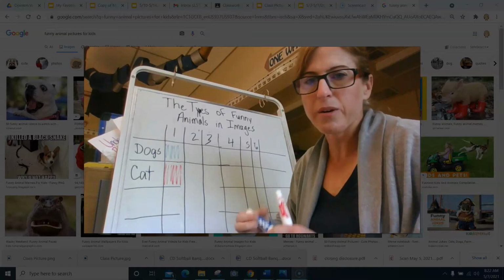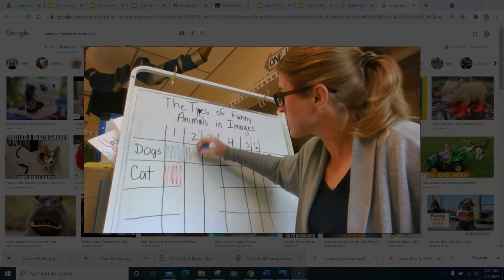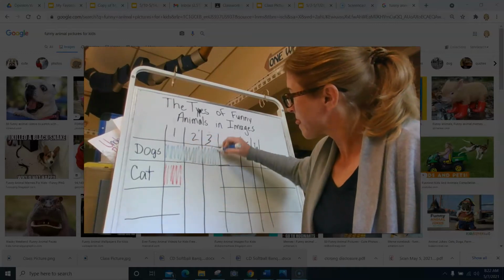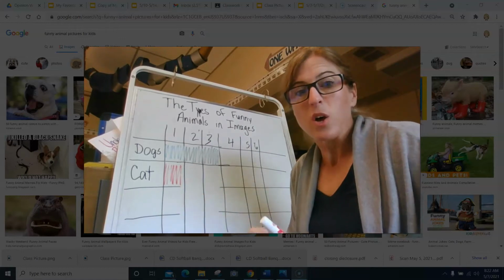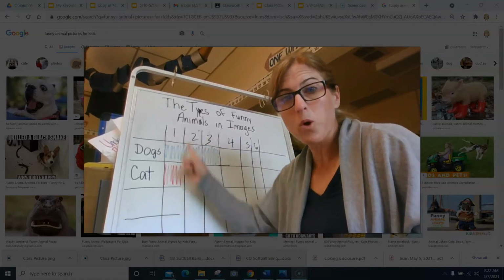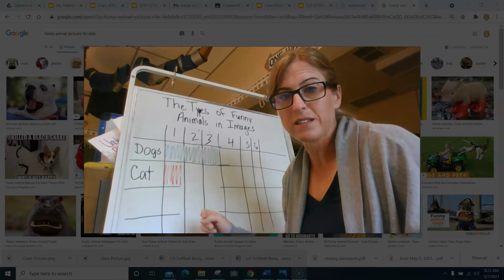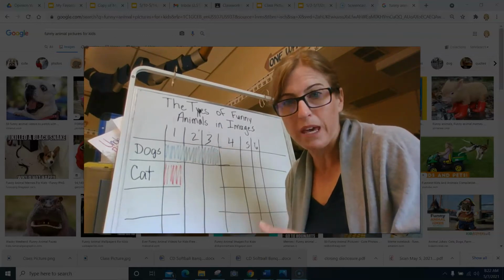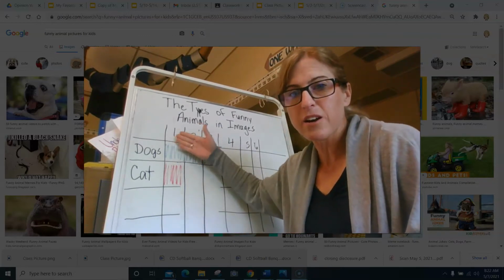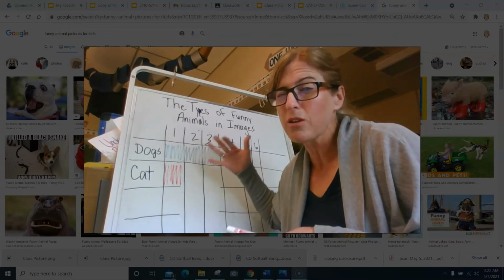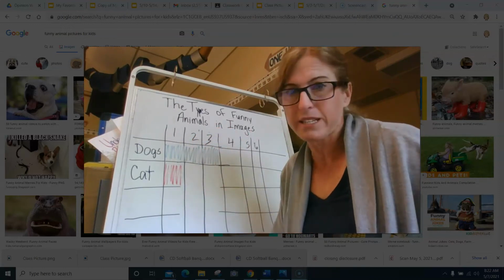Now, when I mark that there's three dogs and that there's one cat, we can see that there's quite a bit more dogs than there are cats. So it's really important when you make your bar graph that the spaces here are as close as you can get them to being the right size.